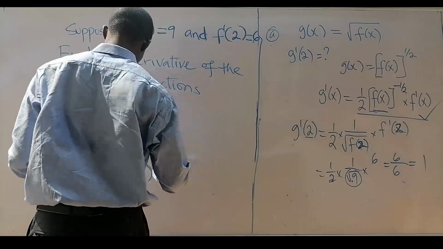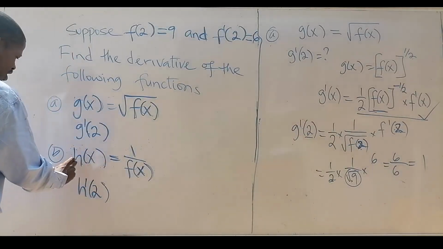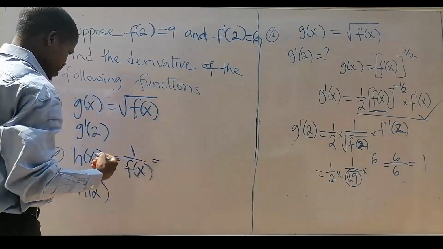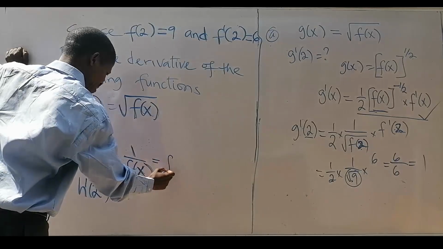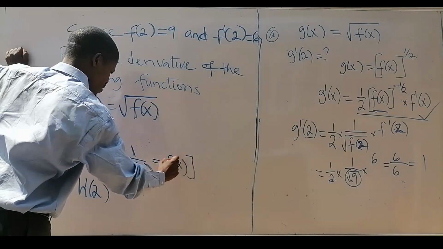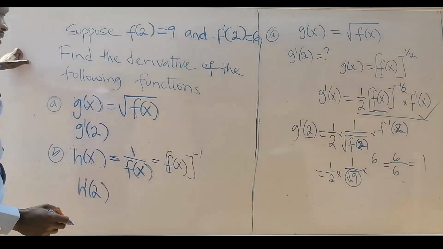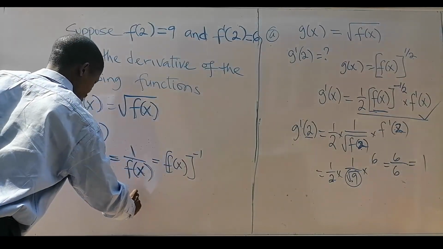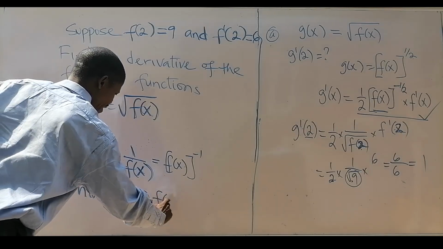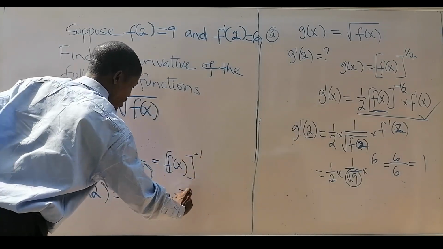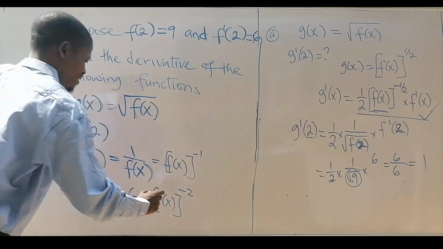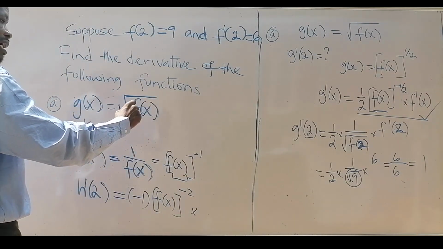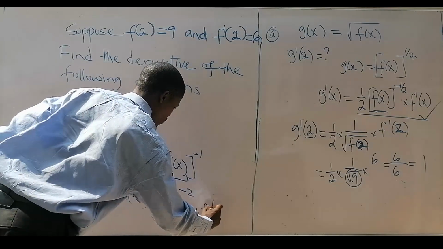For the B part, we want to find the derivative, and we have h of x as this. We can apply the quotient rule, or we can write this as f of x to the power of minus 1. It's the same thing. So the derivative will be equal to the minus 1 to the front, and then f of x with the power minus 1, that's minus 2, and then times the derivative of the composite function, I mean the inner function, f prime of x.